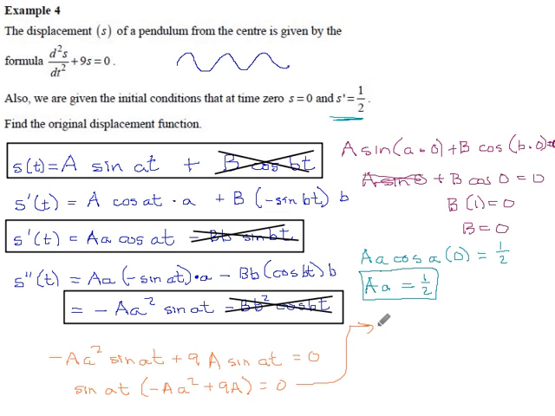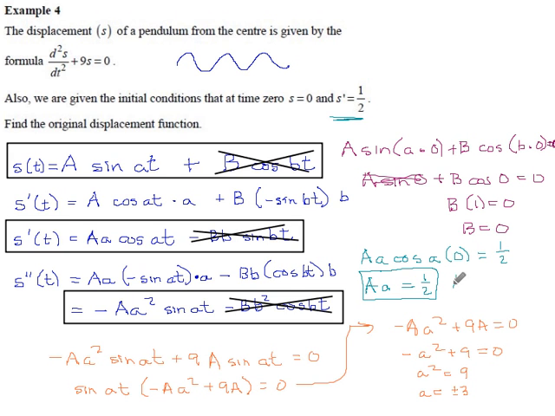Let's look at that. That would mean minus big A little a squared plus 9A is 0. Divide both sides by big A. Minus a squared plus 9 equals 0. a squared equals 9. Little a is plus or minus 3. Okay, now we're getting somewhere. a is plus or minus 3. Now we can solve for little a, or sorry, big A.